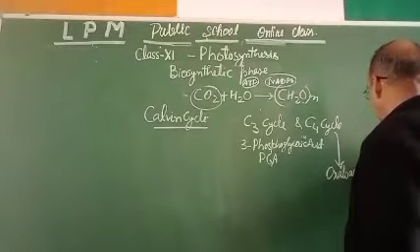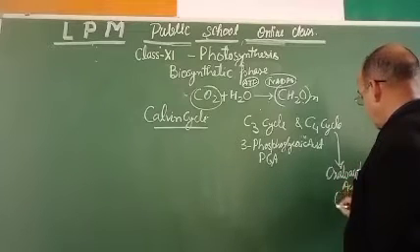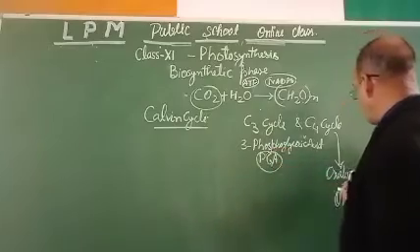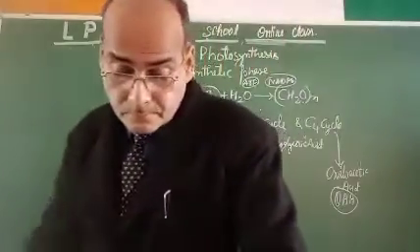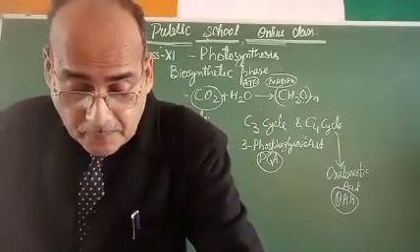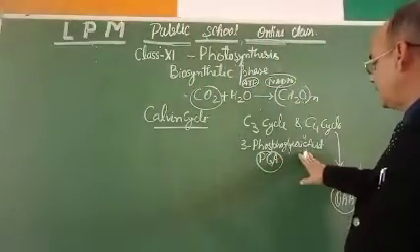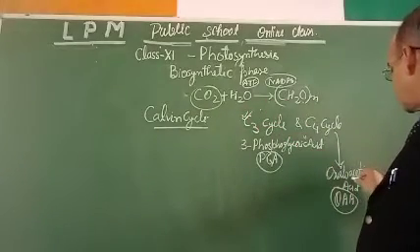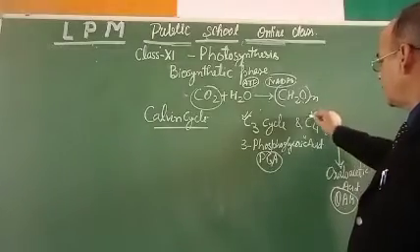Oxaloacetic acid. This oxaloacetic acid is called OAA. So this PGA and this OAA, that will be the 4 carbon cycle, means C4 pathway. The formation of this 3-phosphoglyceric acid, means PGA, that will be the C3 cycle, and the formation of oxaloacetic acid or OAA, that will be the C4 cycle.